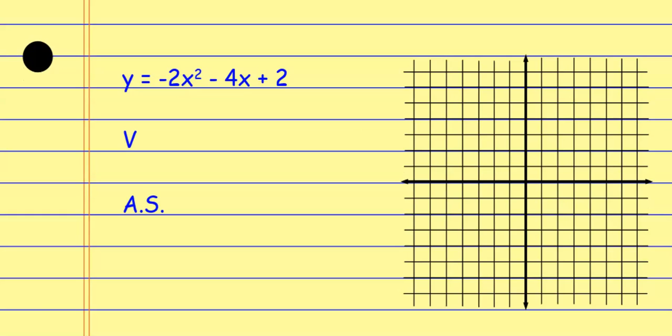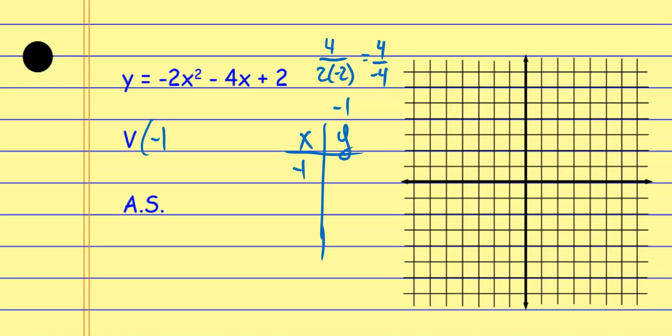If I look at this one, once again, opposite of B over 2A. So the opposite of B is a positive 4 over 2 times A, which is a negative 2. Now I simplify. It gives me a negative 1. Again, that's just the X value. I have to plug it into, kind of like doing an XY chart. I have to plug it in to find the Y value. So I plug that in. Let's see. Be really careful here.